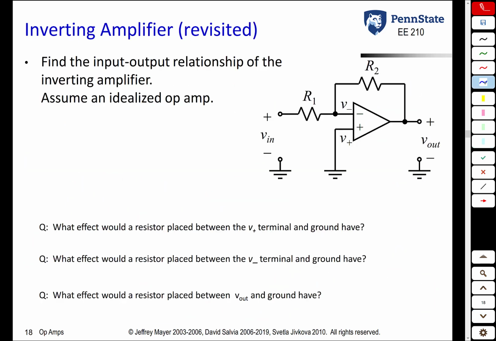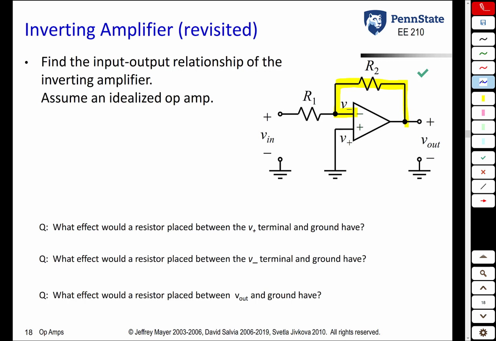So here we have this inverting amplifier circuit again, and we're now going to revisit it using the ideal op-amp algorithm from the previous page. The first thing you want to do is check to make sure you have negative feedback. Do you have negative feedback? Yes. We have a resistor, R2, feeding back between the output of the op-amp and the inverting input terminal of the op-amp. That means that we can use this idealized op-amp model to solve the circuit.